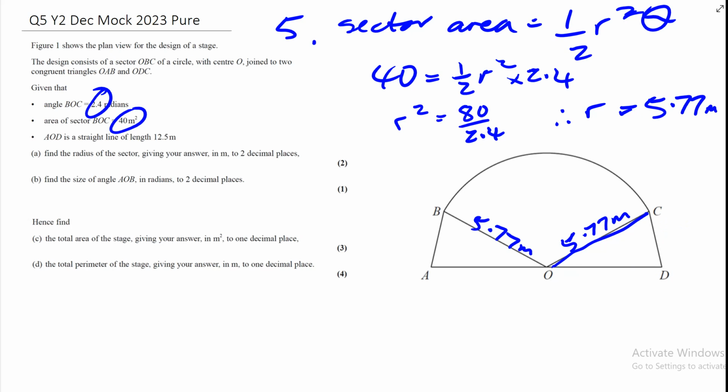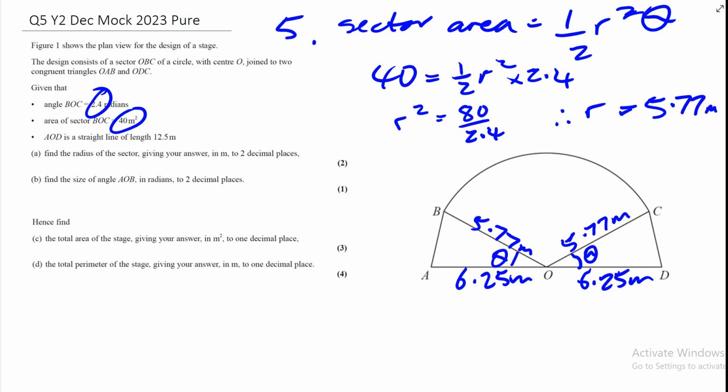It tells us in the question that this whole length here is 12.5. So that means that this must be 6.25, and this must be 6.25 as well. Now we don't know what this is yet, but we have to do that in part B.